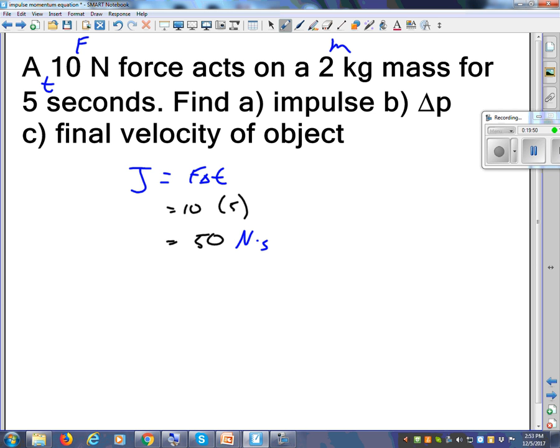Exactly. Okay, so now what about delta P? How do I get that? Because delta P is equal to m delta V, but I don't have the delta V.